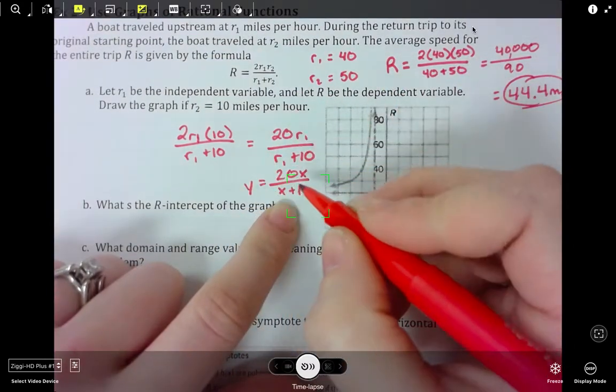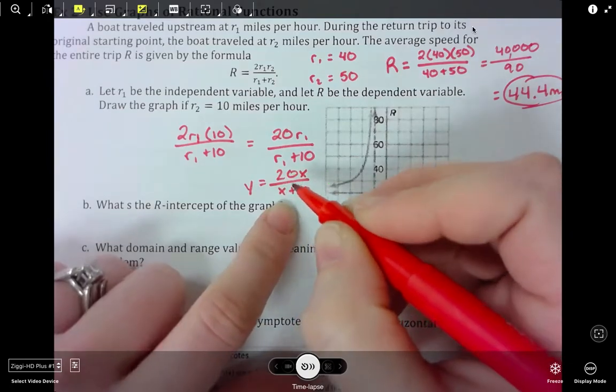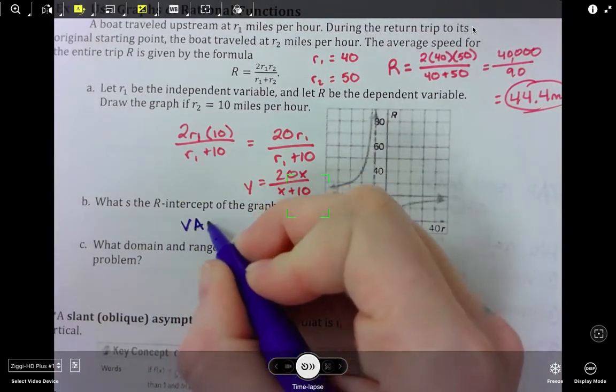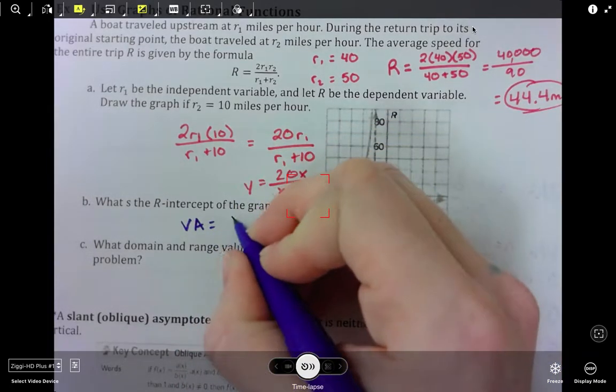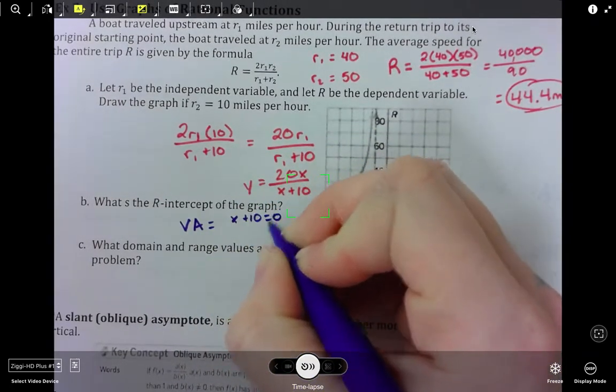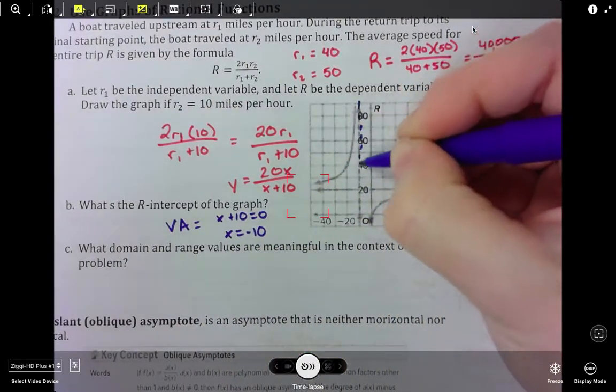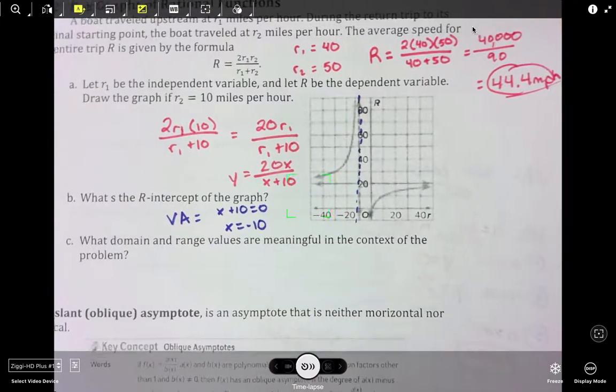Now this is kind of like saying y equals 20x over x plus 10. Normally, if I have a vertical asymptote, I set the denominator equal to 0 to find my vertical asymptote. So x plus 10 equals 0 and x equals negative 10. So my vertical asymptote here is at negative 10. You can kind of see that from the graph.